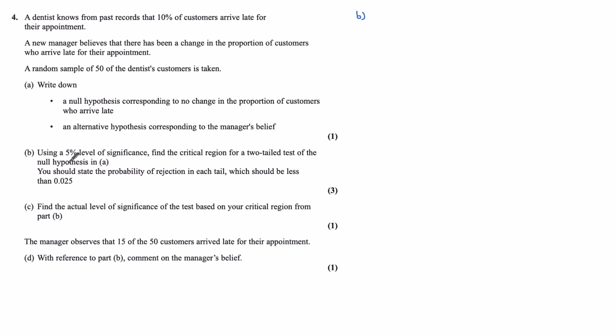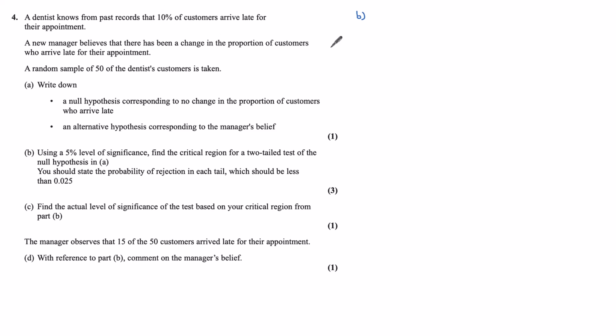So part B, using the 5% level of significance, find the critical region for a two-tailed test of the null hypothesis in A. You should state the probability of rejection in each tail, which should be less than 0.025. So on a two-tailed test, we're trying to work out that if there is a change in this 10% of customers who arrive late, how many customers would indicate that this percentage should be lower, and how many customers would indicate that this percentage should be higher.